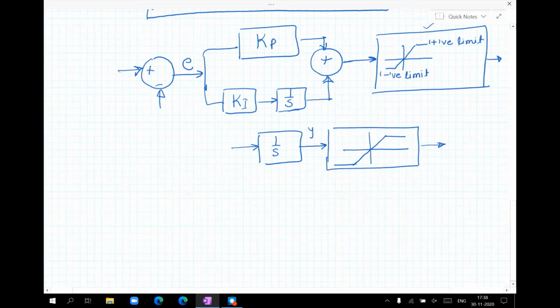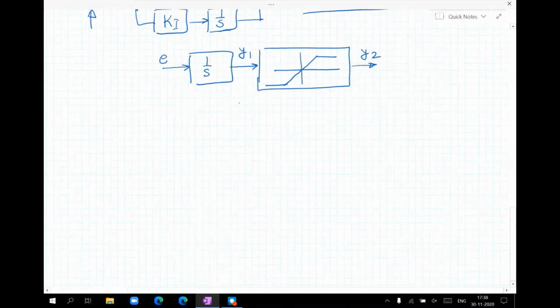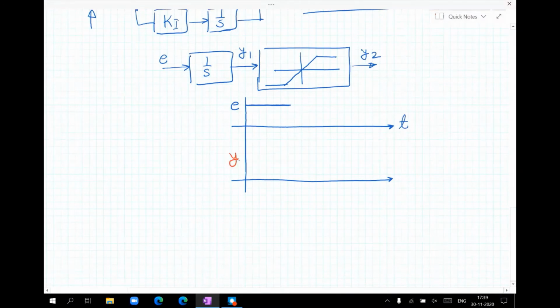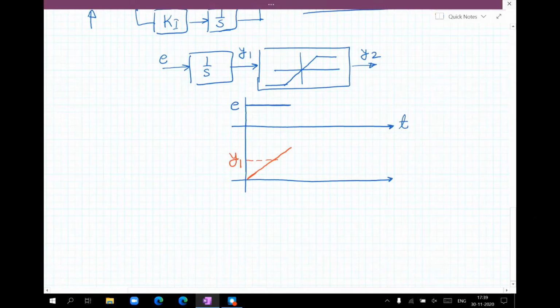And let's say the output of the integrator is y1 and the output of the saturation block is y2, and the input here is E, the error signal. Now let's assume this is our error signal. So what is y1? Y1 will be the integration of this error signal. We can plot y1 like this. And let us say this is the level of the positive saturation limit.